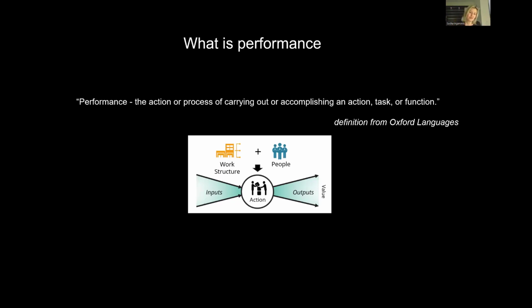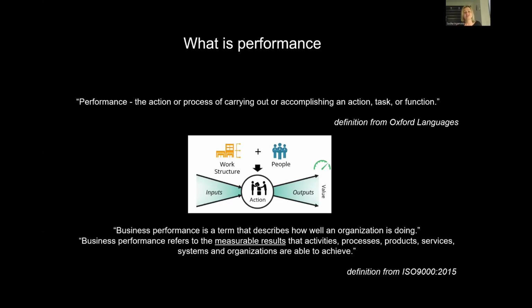However, what I would like to concentrate on is more of what we in the business mean by performance. And that is actually a definition that comes from ISO 9000. So the definition here is that business performance is a term that describes how well an organization is doing, right? Or in more detail, business performance refers to the measurable results that activities, processes, products, services, systems, and organizations are able to achieve. I like that definition very much. And that's what we're going to talk about.